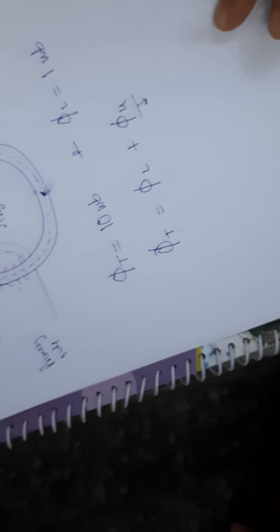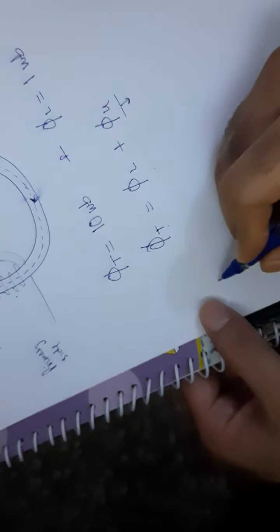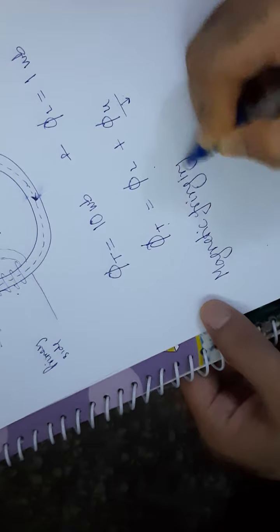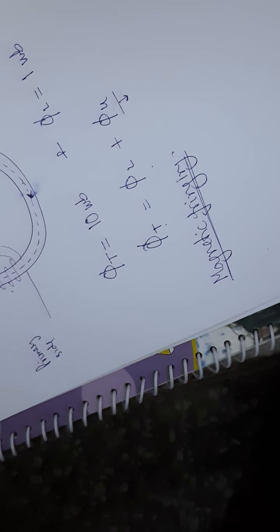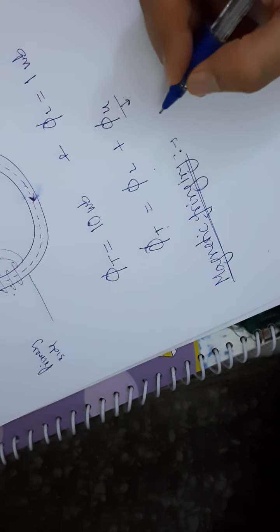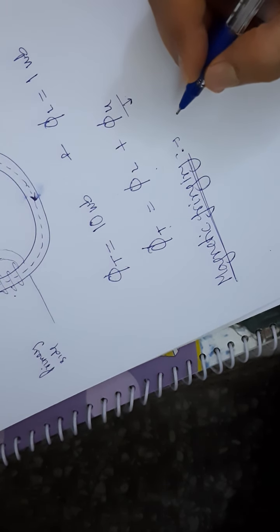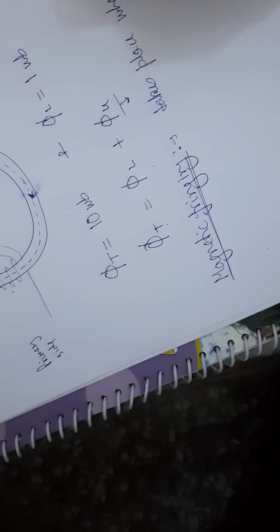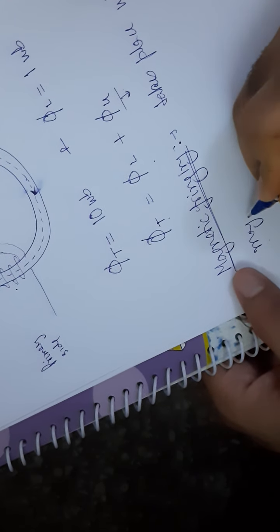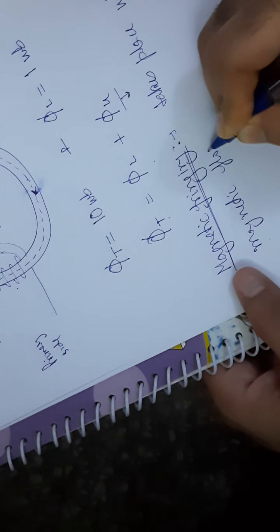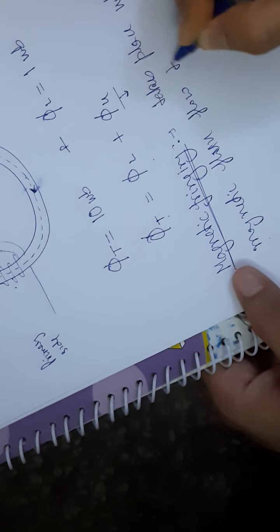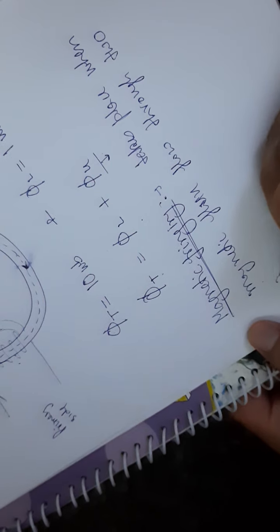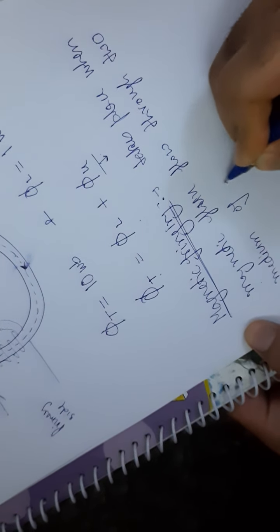Now the last concept, magnetic fringing. Again, I will say that magnetic fringing takes place when magnetic flux flows through two mediums of different permeability.